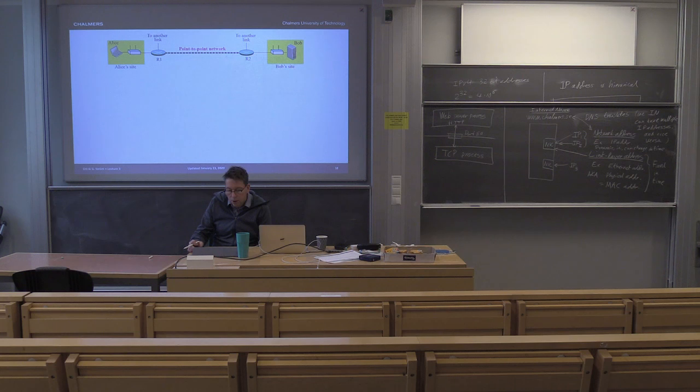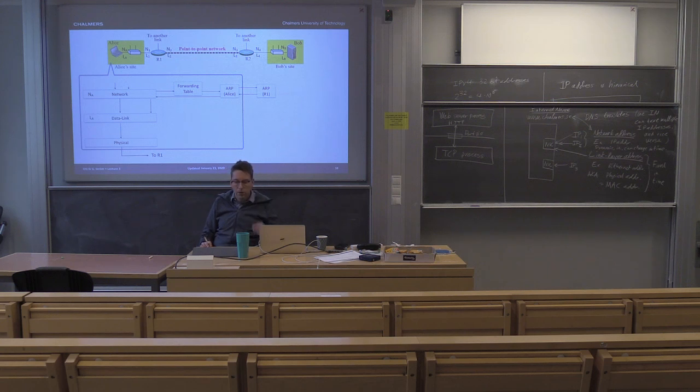Again, we have this example here. We have Alice, we have Bob. All network interface cards have a network address and a link address. And we use ARP to translate between these. So now, if Alice wants to send a message to the first router, remember that Alice has looked in her forwarding table and figured out that the next hop is a system which has network address N1.